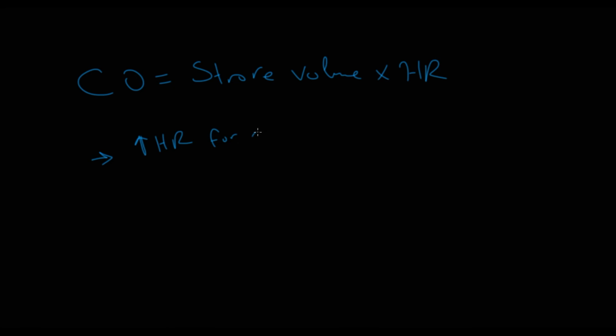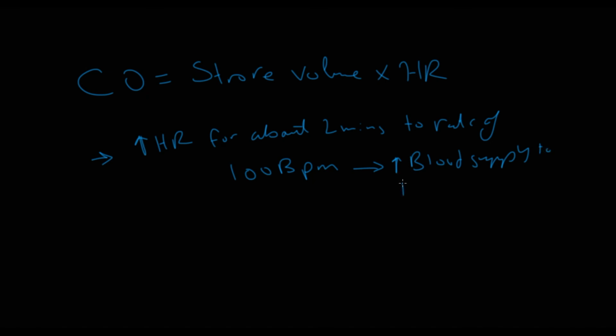And the second thing after detecting it is to deliver the therapy. To deliver the therapy, you have to remember that the cardiac output equals stroke volume multiplied by the heart rate. So what does the pacemaker do to combat the decrease in the blood pressure? It increases the heart rate for about 2 minutes to a rate of around 100 beats per minute. This ensures increased blood supply to the brain and thus avoids the syncope.